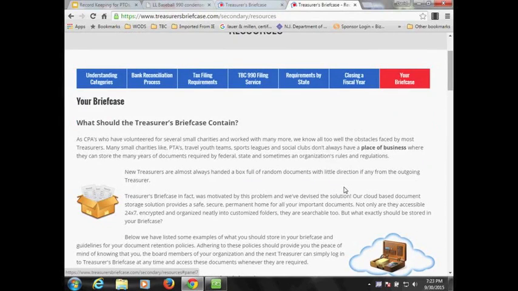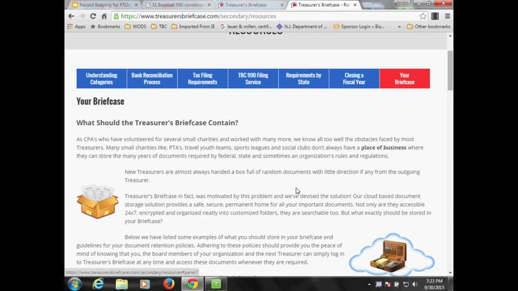I'm going to step back and tell you the whole reason I came up with the idea for Treasurer's Briefcase. It was because when I was appointed treasurer of a Little League baseball group, a Little League team organization that's been around since the early 50s, I literally was handed about 8 bankers boxes from the previous treasurer. It was my job to sort through that, try to figure out what was important and what wasn't. Unfortunately, a lot of the stuff he kept wasn't even important, and the most important things he didn't keep.